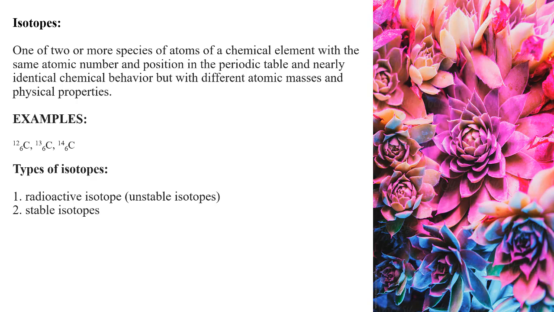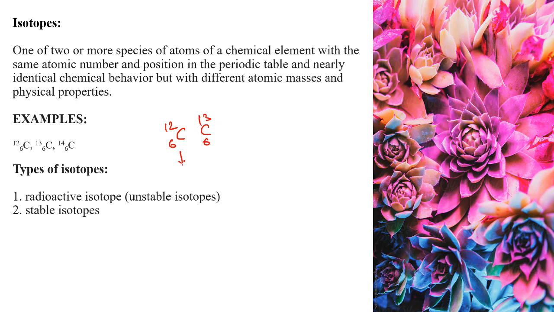If any one or two more species of atoms of a chemical element have the same atomic number and position in the periodic table and nearly identical chemical behavior, but different atomic masses and physical properties, those are called isotopes. For example, if I have carbon 6, the atomic number will be 6 every time. Whenever you write this, you will have the same atomic number 6, but the atomic masses will differ. So C6 12, C6 13.